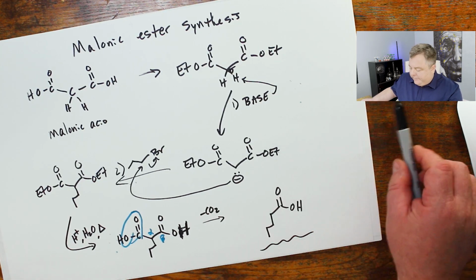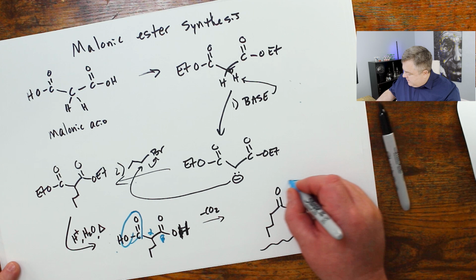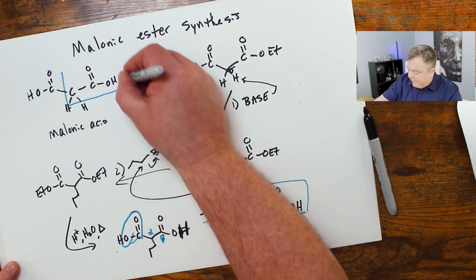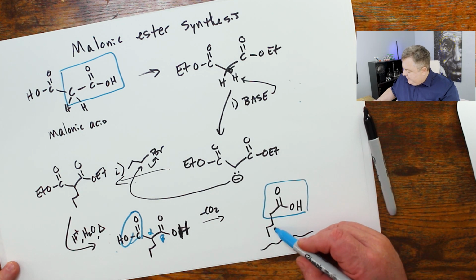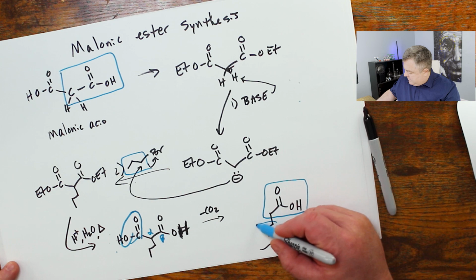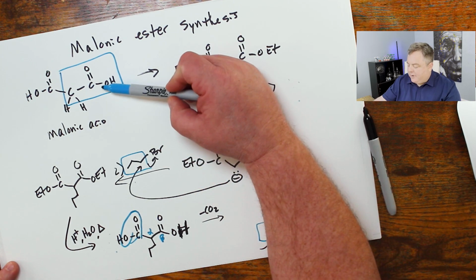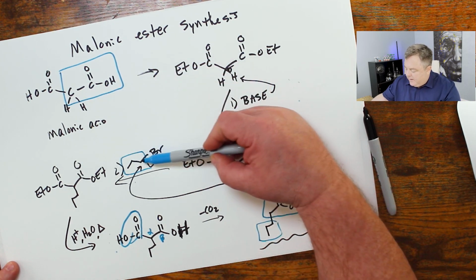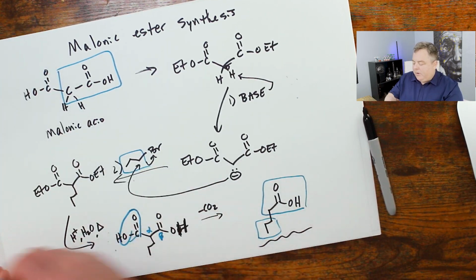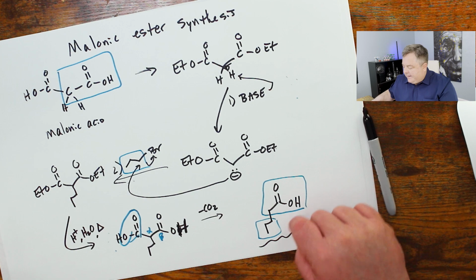So let's look at where the pieces come from. The carbonyl, the carboxylic acid and that carbon come from this part. These three carbons come from these three carbons. So I have a carboxylic acid, I deprotonate, I add my propyl to that spot, I decarboxylate, pull off that carbon dioxide, and I get to my final product.